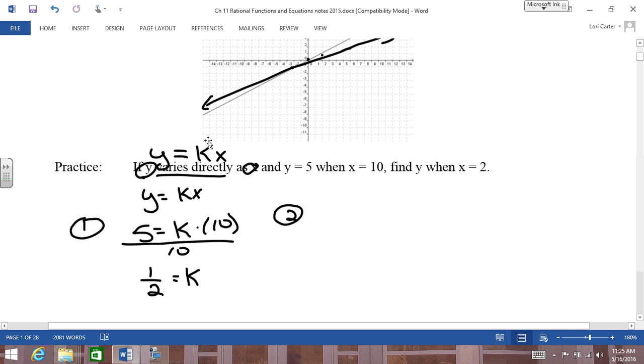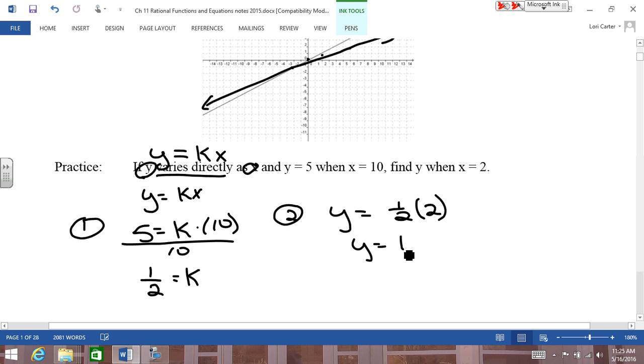Okay, now I've got to find the next point. What do I do now? y equals 1/2 times 2, which is 1. So what point do I have? 2, comma, 1. The point is x comma y.